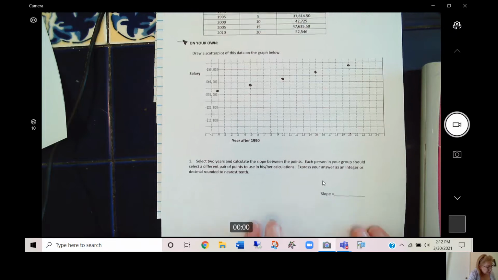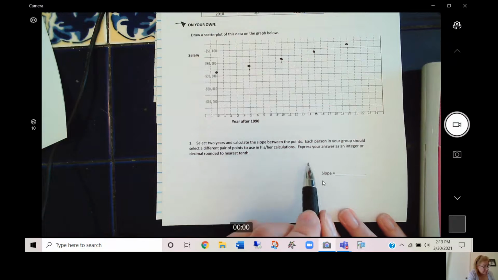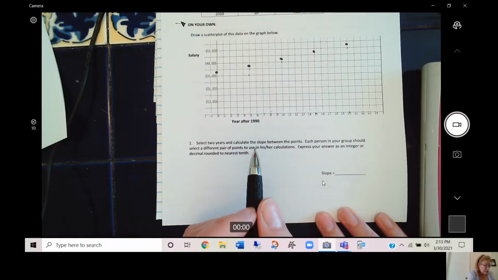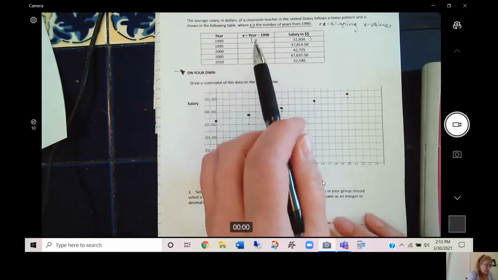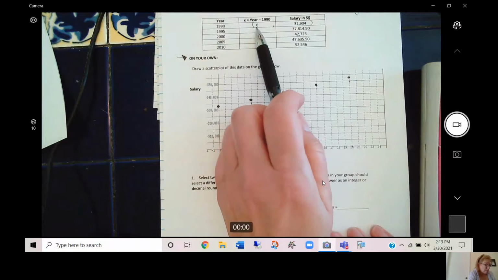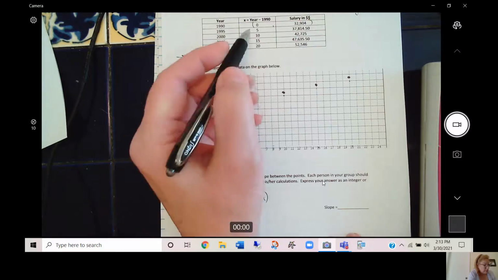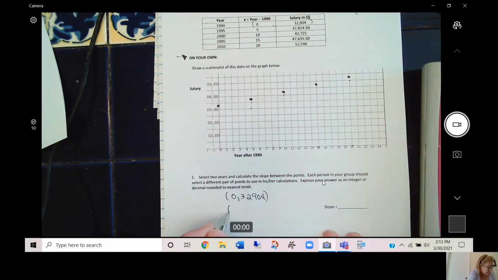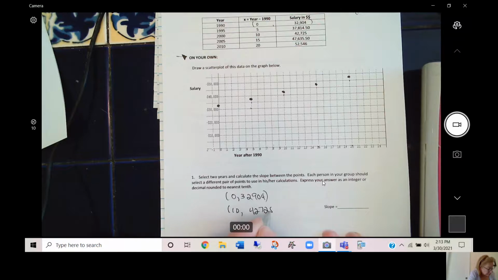So let's go down here and do what it says to do. It says select 2 years and calculate the slope between the points. It doesn't matter which pair you pick. Each of these you can think of as an ordered pair, where X is 0, comma, 32.904. Since I have to do a slope formula, I would like to subtract 0, so I'm going to use this as one of them. Then I'll pick the one that goes by 10 because that should be easy to divide by. So 10 and 42.725.